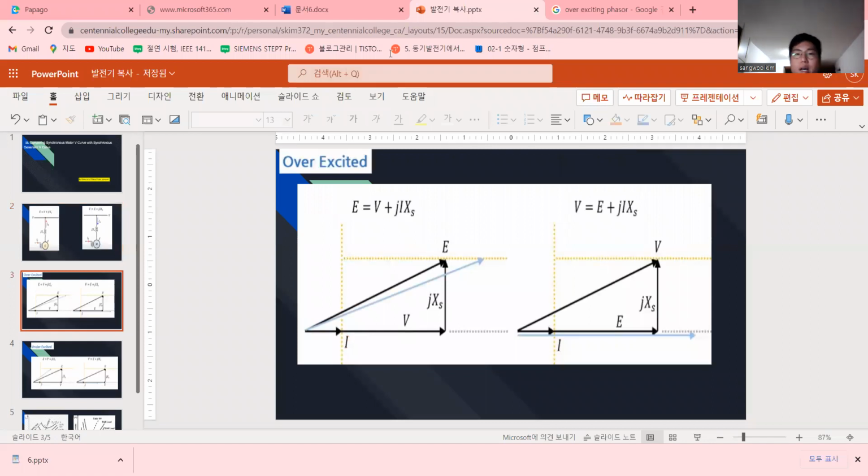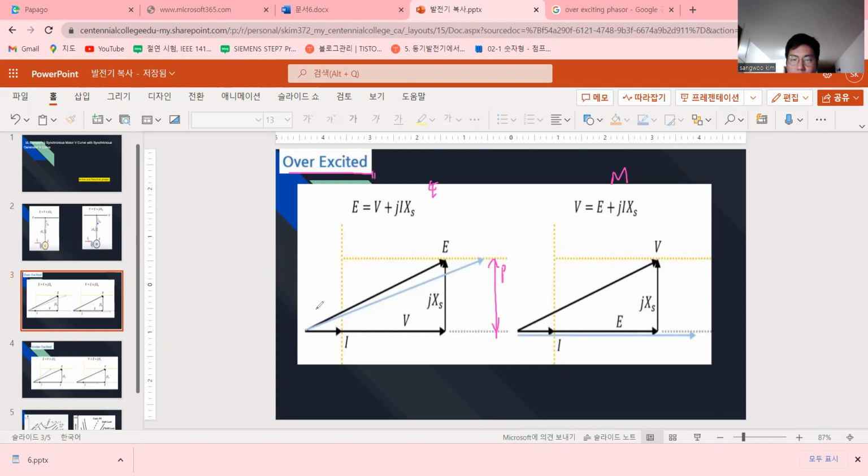This is the overexciting case. This is a generator, this is a motor. First of all, here the yellow line is P. The P has the same values. We just want to see what is going on with the current, so the Q part is what we want to see.